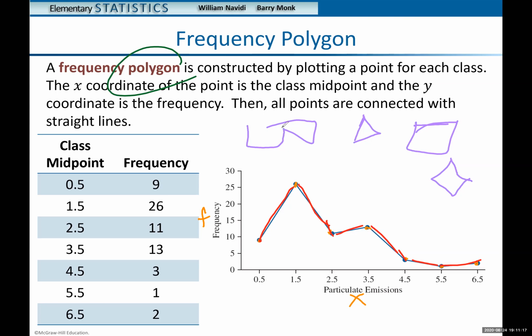This is not a polygon. Why not? It's not a closed shape. Not a closed shape. So a polygon is a closed figure, it's a closed shape.